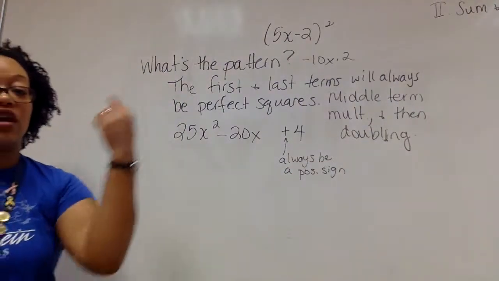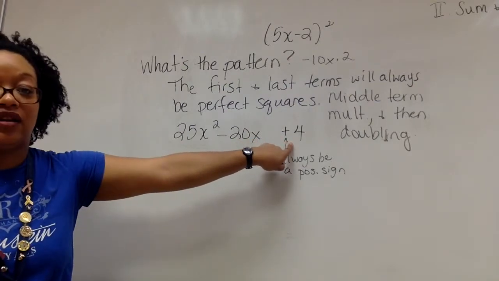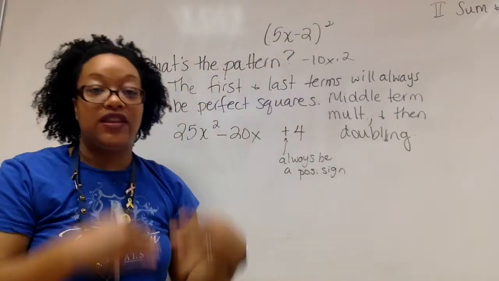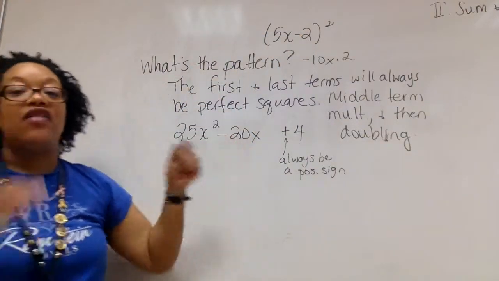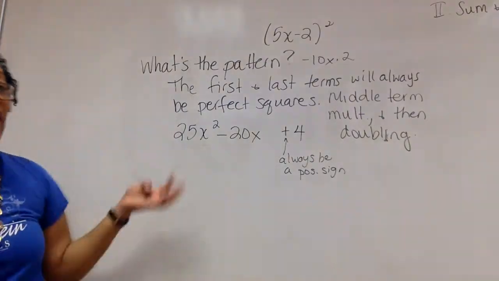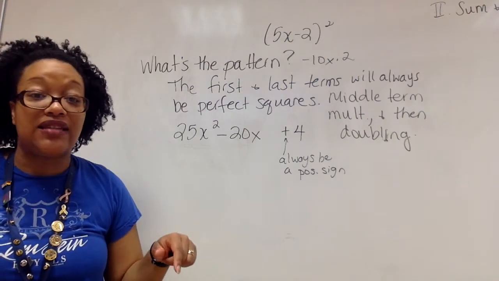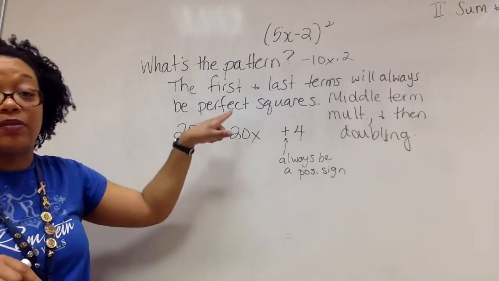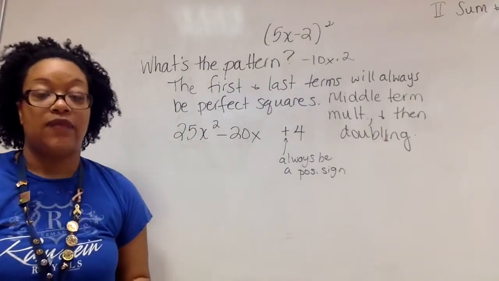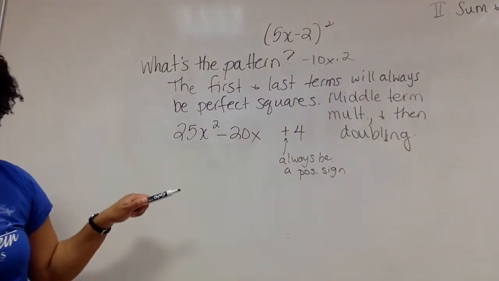So what is the pattern? First and last terms, perfect squares. Always a positive sign at the end. Middle term, multiply what you've got, and then double it. You've got your middle term. That will save you time. But like I said, if you don't recognize it, you're like, I'm not going to remember that. There's no way. Then just do the box method. The only difference is that people that use the pattern will be done like that. All they got to do is just write it out. You're going to use the box method. Takes a few more minutes. Okay? So make sure you write this down.